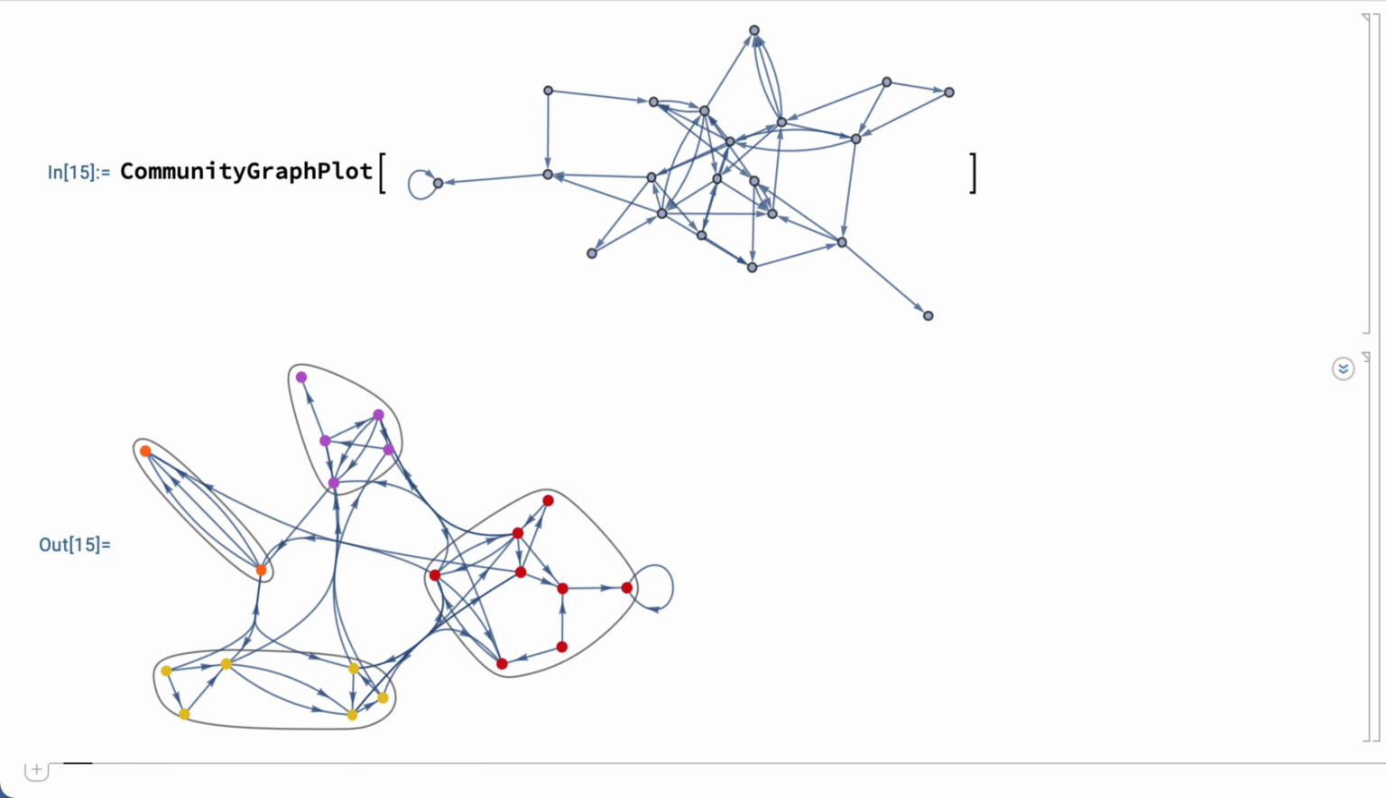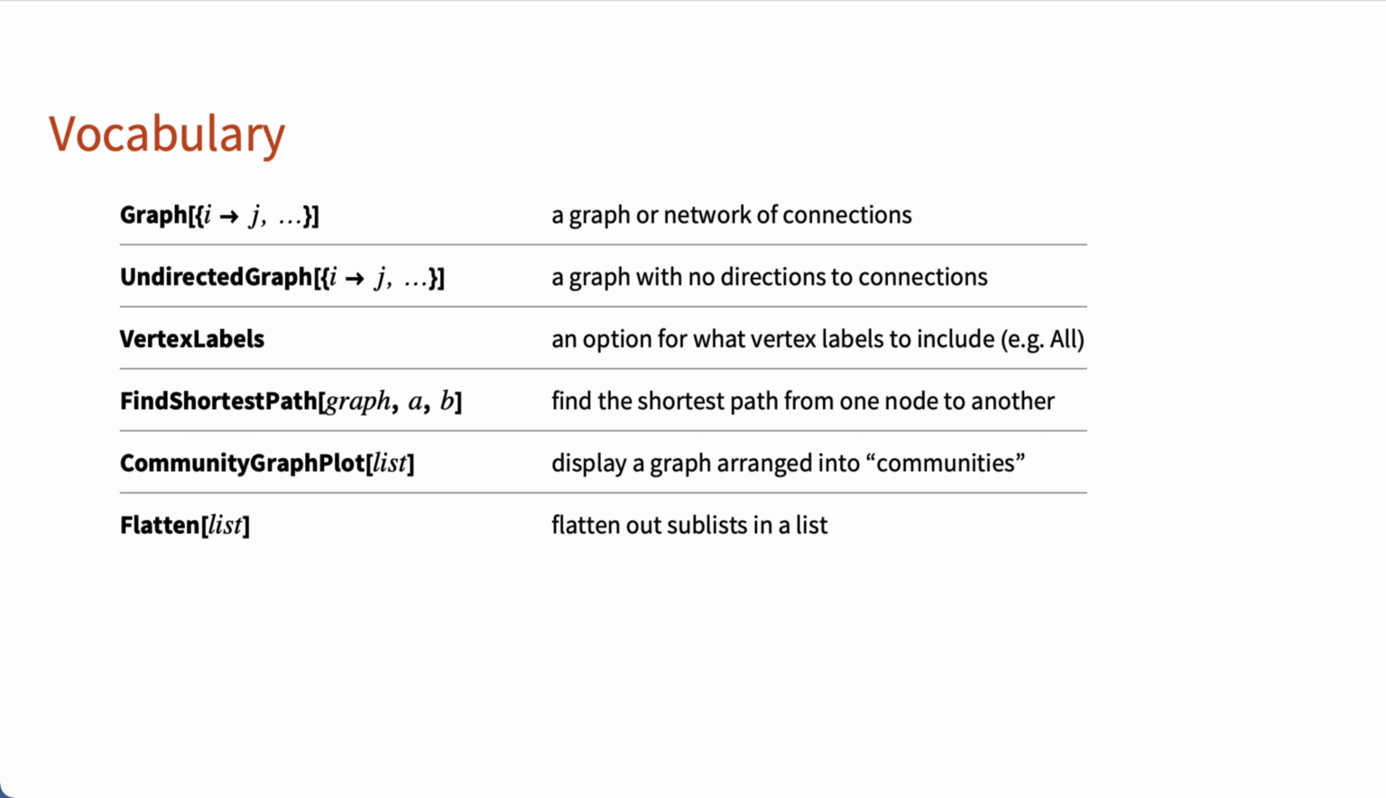That's the end of the examples for this section. To summarize, here is the programming vocabulary from this section. There were examples showing directed and undirected graphs and how to enter graphs, the vertex labels option, the find shortest path function, community graph plots, and the flatten function, which is a general purpose function that's useful in a lot of situations, not just for graphs.